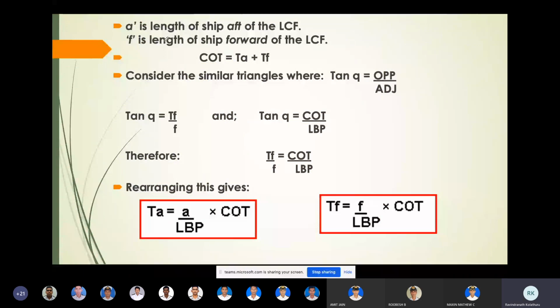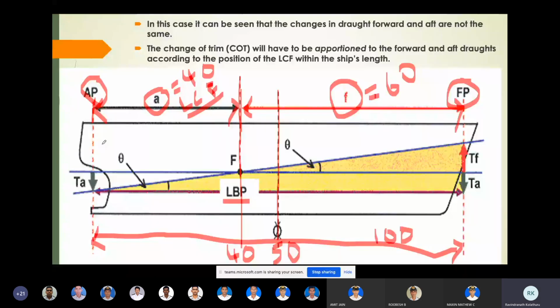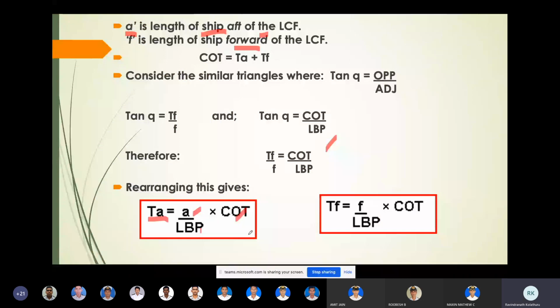So A is the length of the ship aft of LCF, and F is the length of the ship forward of the LCF. Whatever aft portion is A and the forward portion is F. So no need to go into the derivation part. Finally, the formula we get is: trim aft is A by LBP into change of trim. Here A is basically the LCF value which will be given in the question. Again, trim forward will be F, the remaining portion, by LBP into change of trim.